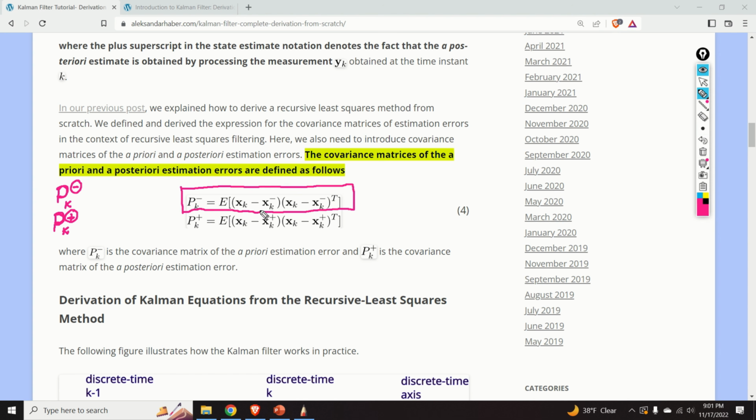So what do we do over here? We take the estimation error. For example, you can define epsilon k minus as xk minus the a priori estimate, xk minus. Then you simply take epsilon k minus, multiply it with epsilon k minus transposed, and take the expectation. Similarly, you define the a posteriori covariance matrix of the estimation error.